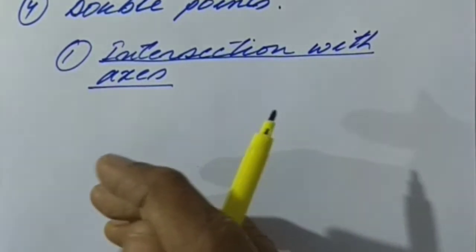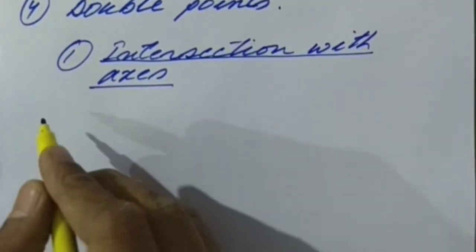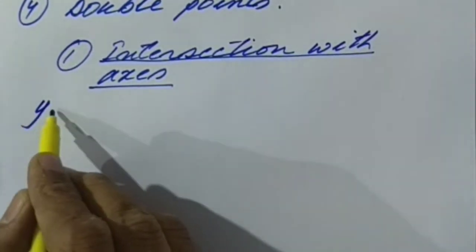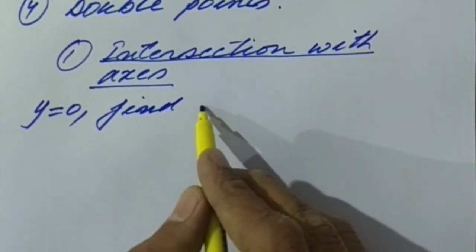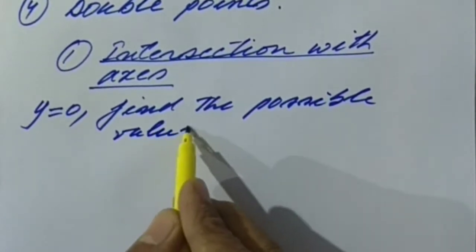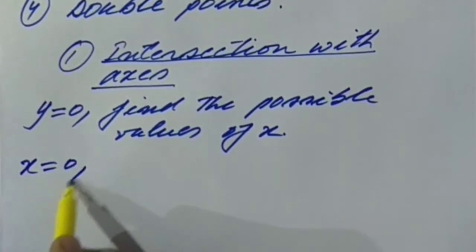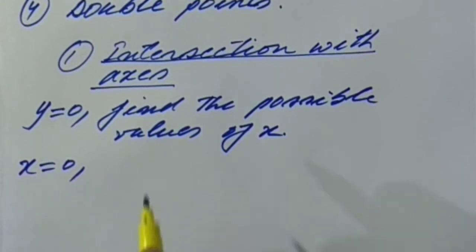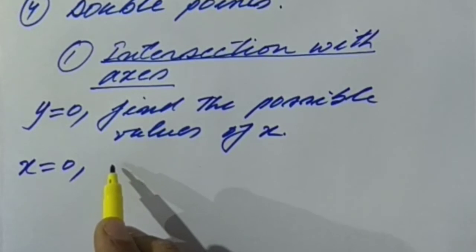Intersection with the axis means at what points the curve intersects the x-axis and y-axis. For the intersection of the curve with the x-axis, we substitute y equal to 0 and then find the possible values of x. And putting x equal to 0, we find the possible values of y, which tells us at what points the curve intersects the y-axis.